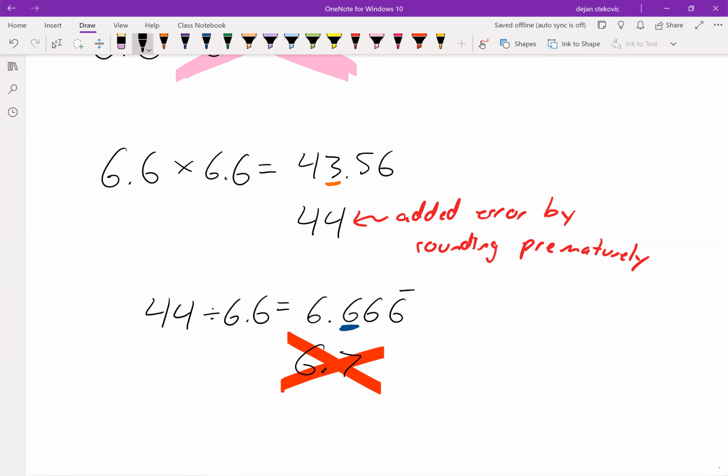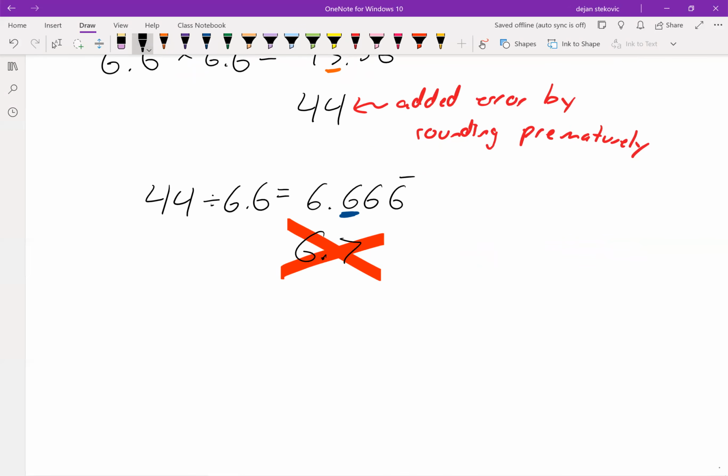So only round at the end. The best way to do this is to just type in your calculator 6.6 times 6.6 divided by 6.6, and then you'll get the answer of 6.6. And then if you did have to do any rounding, this is when you would do it, and you would say, oh, I only go to 2 sig figs. So no rounding until the very end.